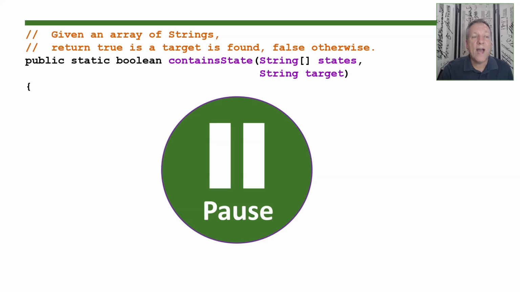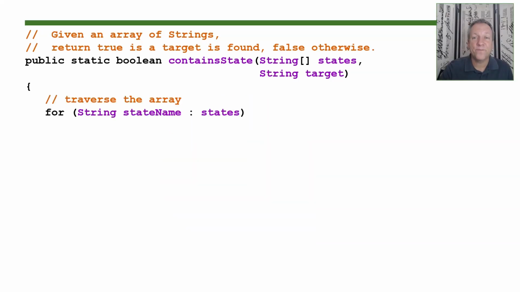So here I have an array of strings called states, and I have a parameter target, which is the string that I'm looking for. Notice this is a method called containsState, and it returns a boolean. So it's going to return true if it found the state in the array and return false otherwise. Again, feel free to pause the video here if you'd like to try and code this one on your own first. Okay, here we go. Let's look at it together.